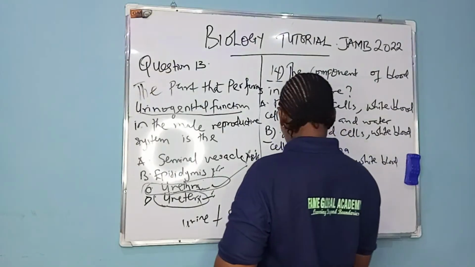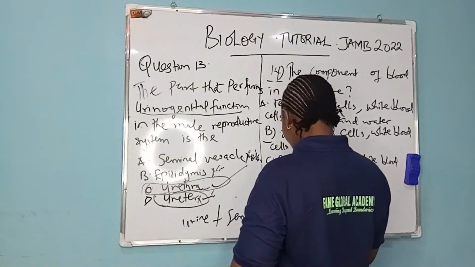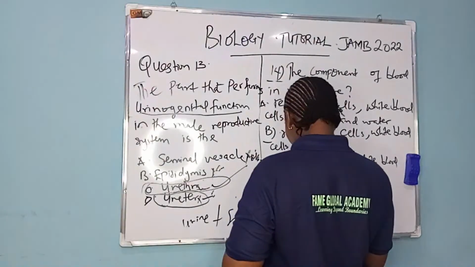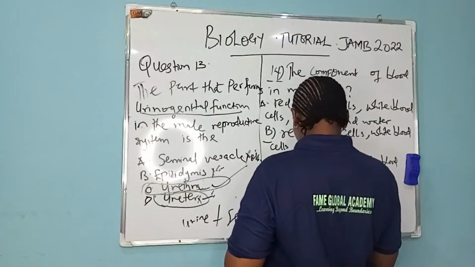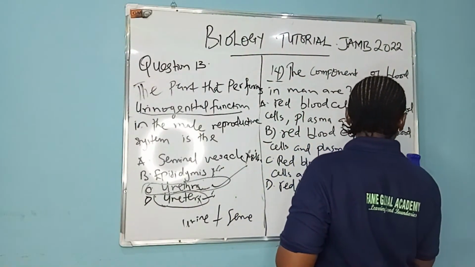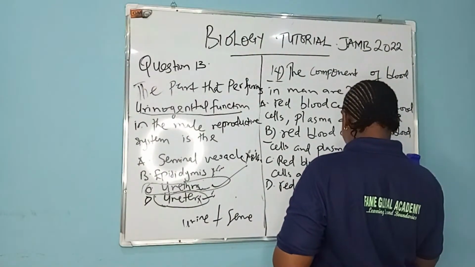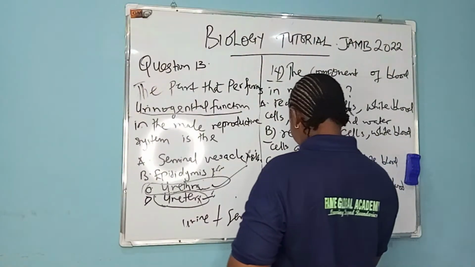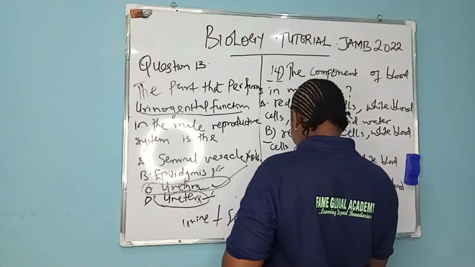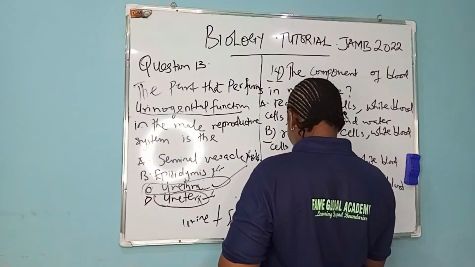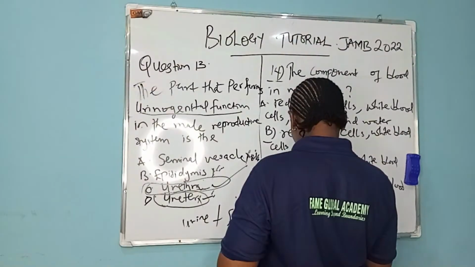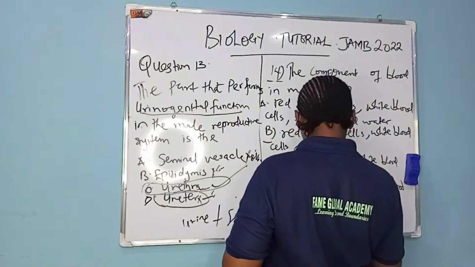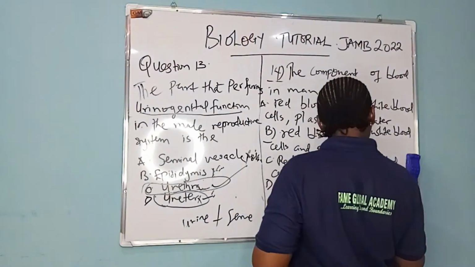Platelets. D, red blood cells, white blood cells, plasma, and platelets.